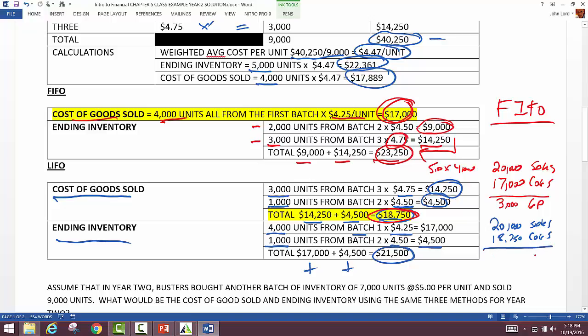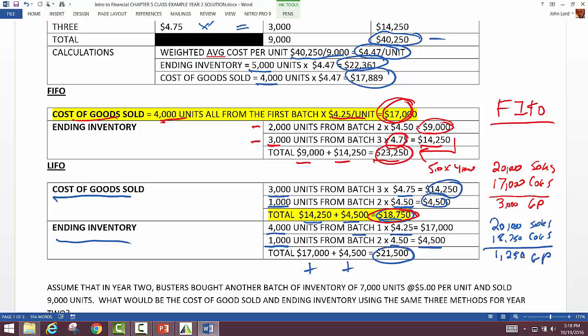So since I have rising prices here, what happens? My gross profit goes from 3,000. Somebody got that number for me? 1,000 or 2,000? 1,250? So I've got a drop in gross profit, don't I? If I have a drop in gross profit, am I going to have a drop in net income?